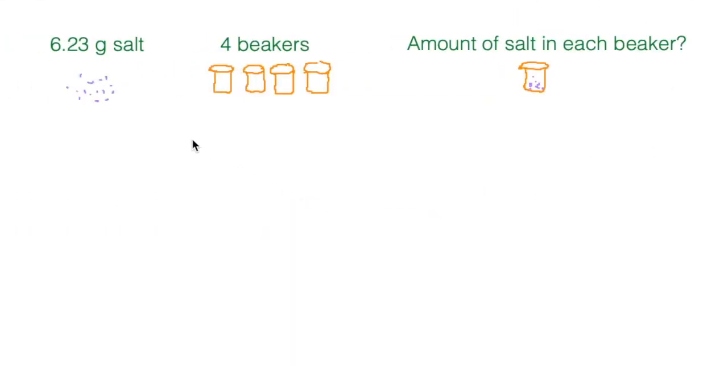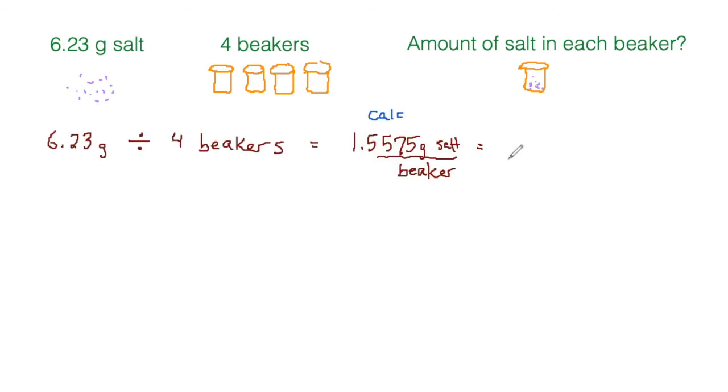I wanted to point out a couple of examples dealing with exact numbers and how the significant digits apply in those calculations. So here we have a situation where you have 6.23 grams of salt and you want to divide it evenly into 4 beakers and figure out how much salt will end up in each beaker. When I type this into my calculator, I get 1.5575 grams of salt per beaker.